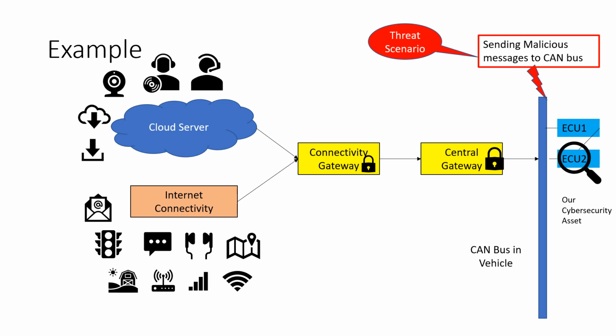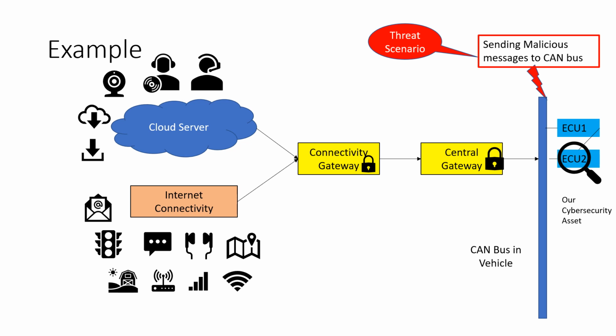Here you can see there are multiple ECUs which are connected like a spider web, but I just gave two ECUs as an example, ECU1 and ECU2. In ECU2, your scope of work, your cybersecurity asset or your product, will get installed in that particular ECU. So there we have mentioned it as our cybersecurity asset, which is getting installed in ECU2.